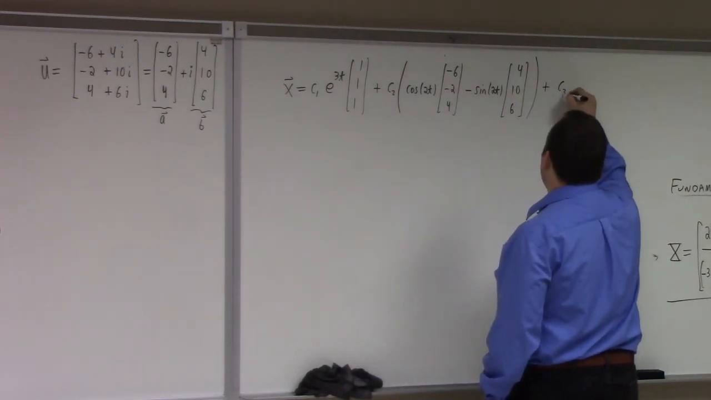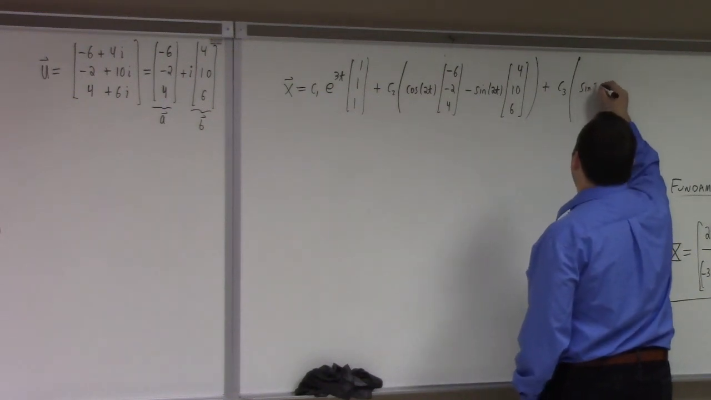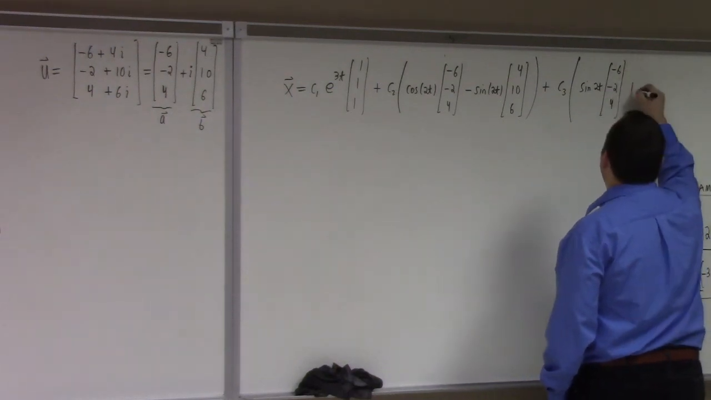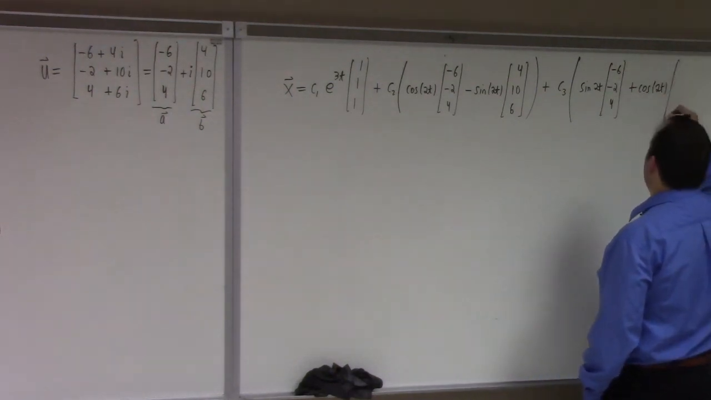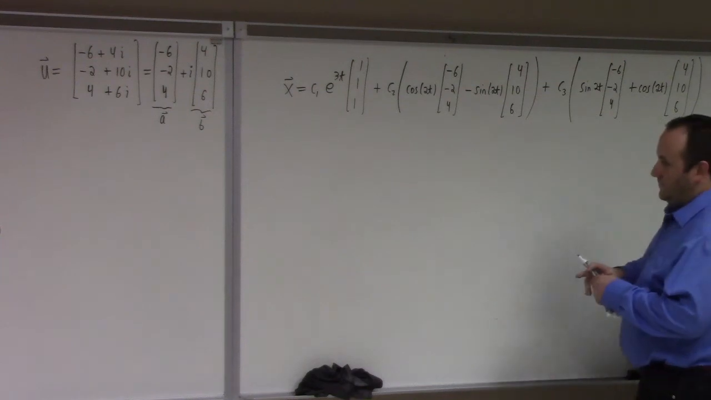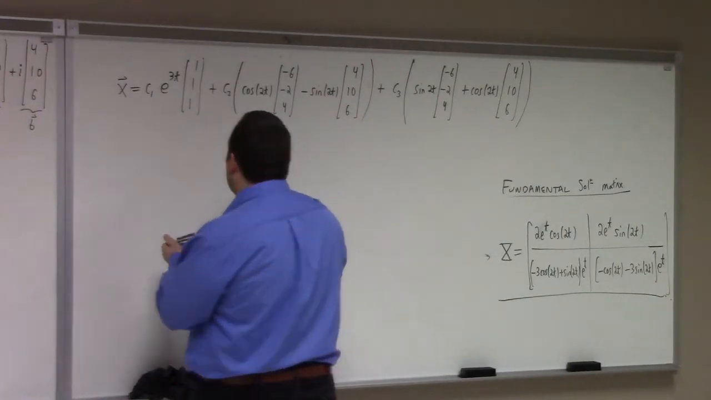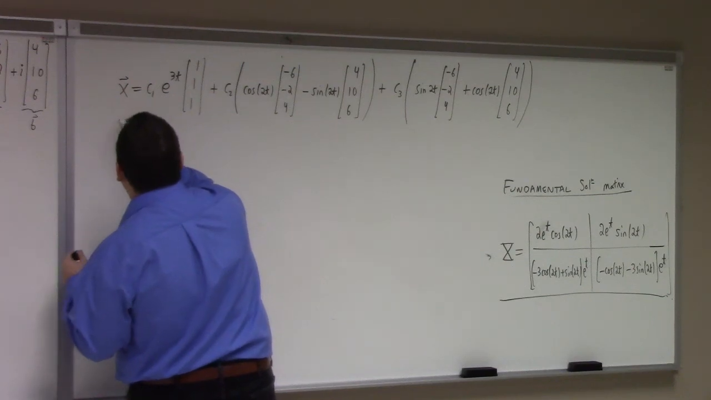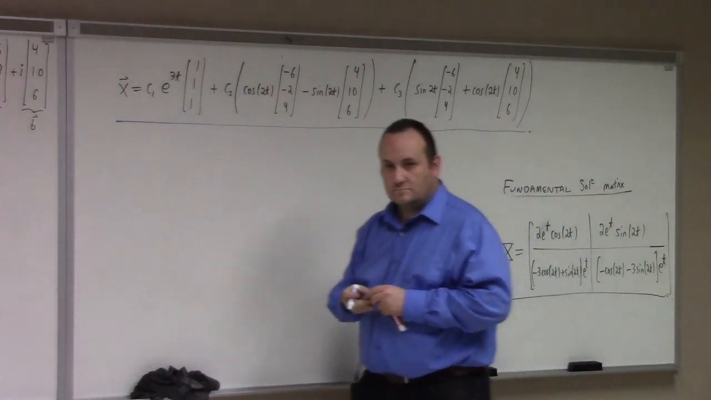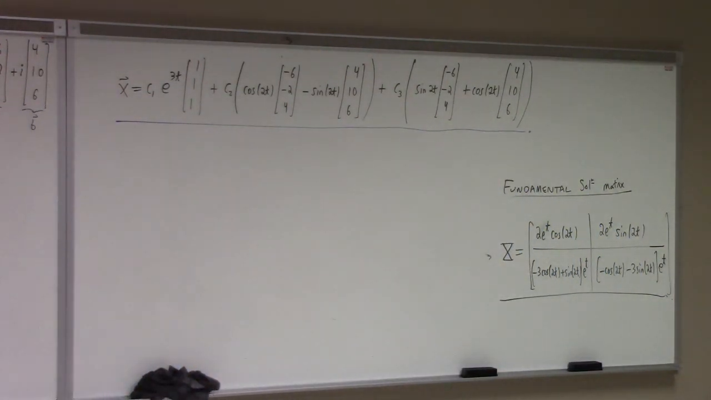and then plus C3 sine 2t times minus 6, minus 2, 4, plus the cosine 2t times 4, 10, 6. And yeah, I think that if you can get to this, I can pretty well see that you understand what you're doing, and I will take that as an answer. So we can also have complex eigenvalues in a 3x3 like that. Any questions?